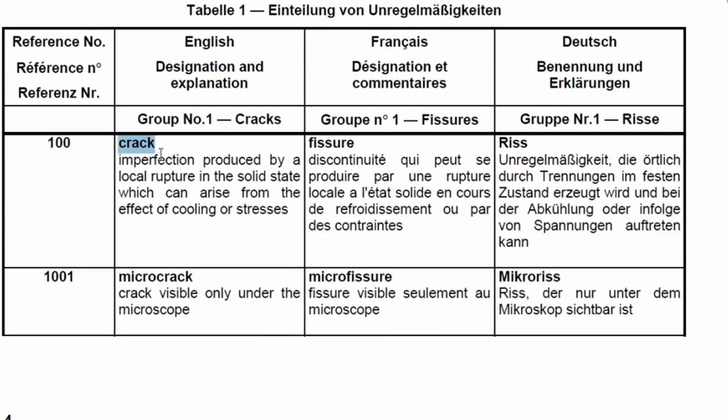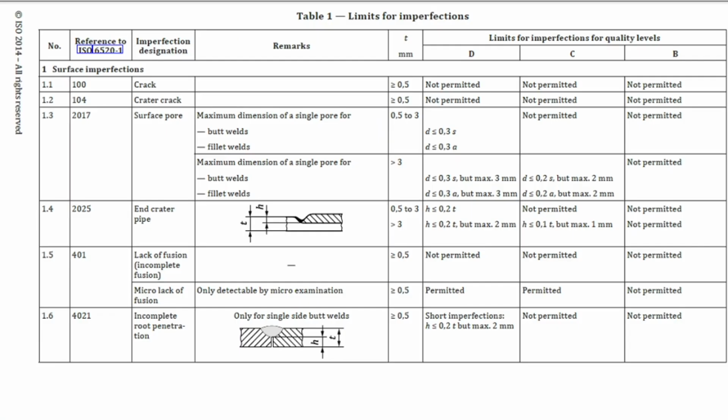These are things that refer to another code. I show you here so you can understand. We can see the reference to ISO 6520-1, here the surface imperfection and 100. This is the crack. I think you are clear about this. What is the meaning of reference to ISO 6520-1? In ISO 6520-1, they define what the imperfection is and what its definition is. I think this is clear.